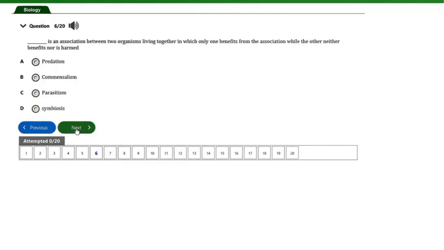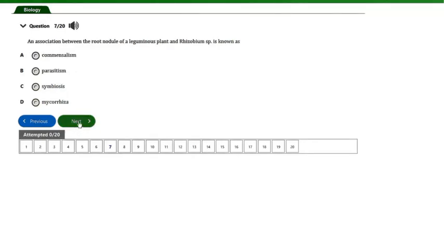The question says, dash is an association between two organisms living together in which only one benefits from the association, while the other neither benefits nor is harmed. So guys, we've answered this question, and let's just look at the options. We have predation, commensalism, parasitism, and symbiosis. So guys, we already know that the answer to this question is commensalism. So take note of that.